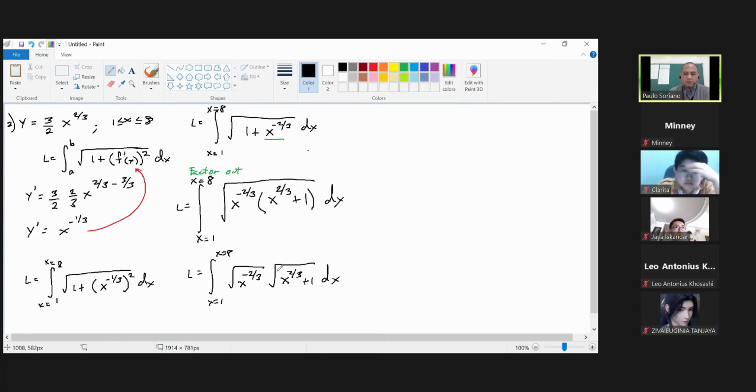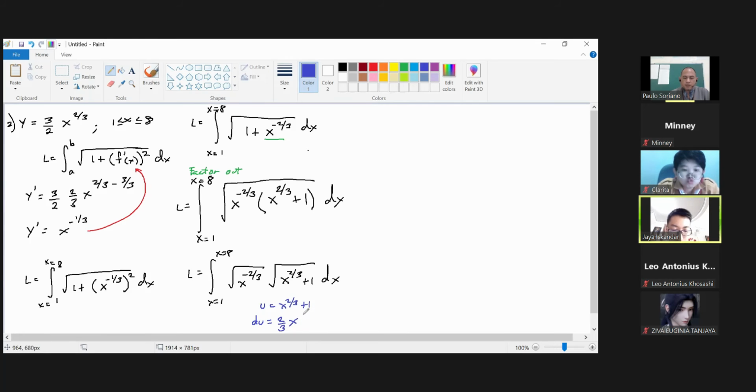Okay, now if we are going to use u substitution here, let u equal x raised to 2/3 plus 1. Okay, our du is going to be what? The derivative is 2/3 x raised to negative 1/3 dx, right?